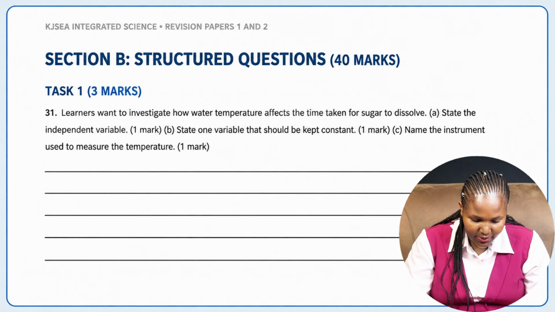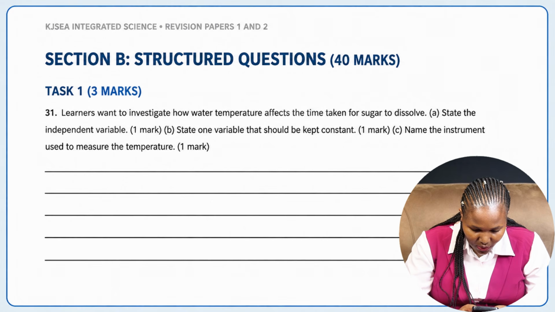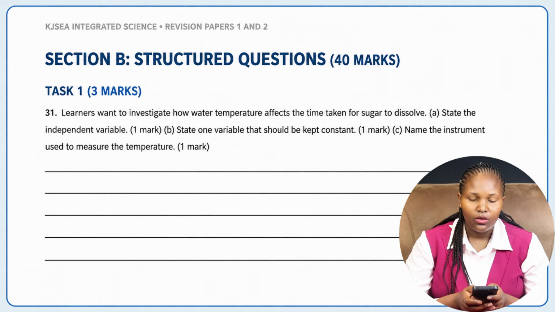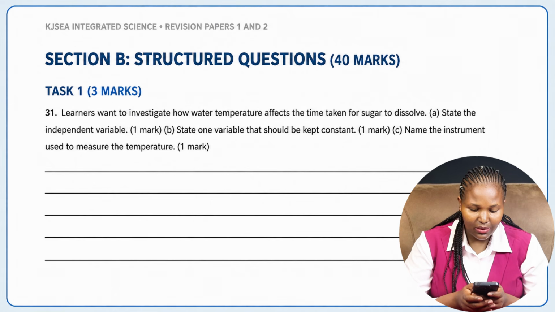And with that, we are done with section A, and now we are ready to go to section B. In this section B, we don't have the multiple choice ABCD, so we are just going to read the questions and then see how these questions should be answered by the learner. Question 31. A learner wants to investigate how water temperature affects the time taken for sugar to dissolve. A, state the independent variable. B, state one variable that should be kept constant. And then C, name the instrument used to measure the temperature. So this question carries 3 marks.